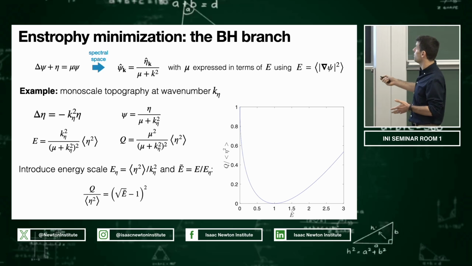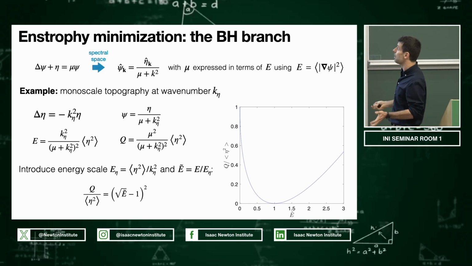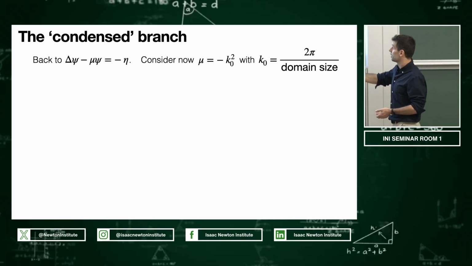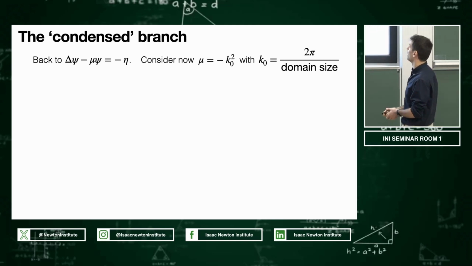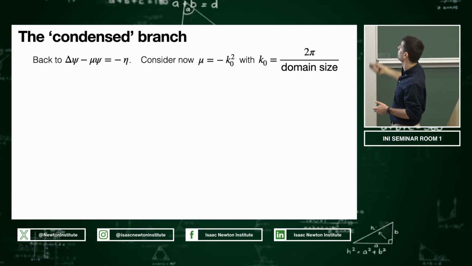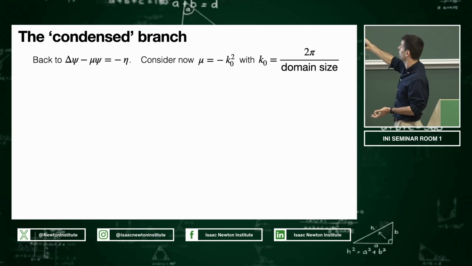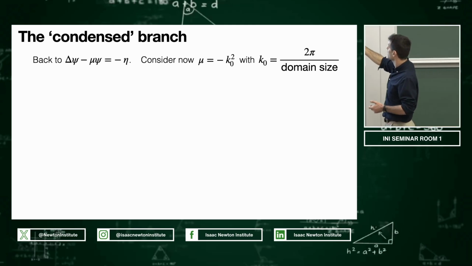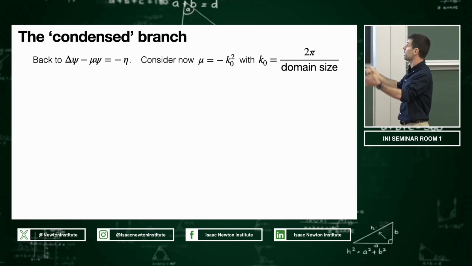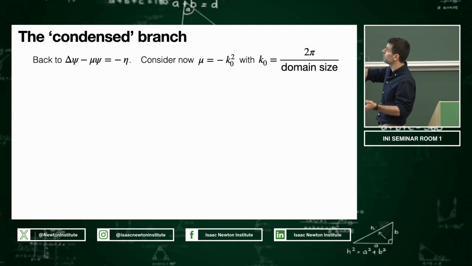And I'm about to claim that this is all fine, but this is not necessarily the absolute minimizer of the entropy. Okay, indeed, there's another way to solve this variational problem here. So let's go back to this equation here and now consider, for now, that mu is going to be minus k0 squared, where k0 is the gravest mode, the gravest wave number of the domain, 2 pi over the domain size. Why would I do that? Well, because if this mu is minus k0 squared, you can see that this operator on the left-hand side is not invertible anymore, right? It has a non-zero kernel where you have sine k0x, sine k0y, any combination of those.